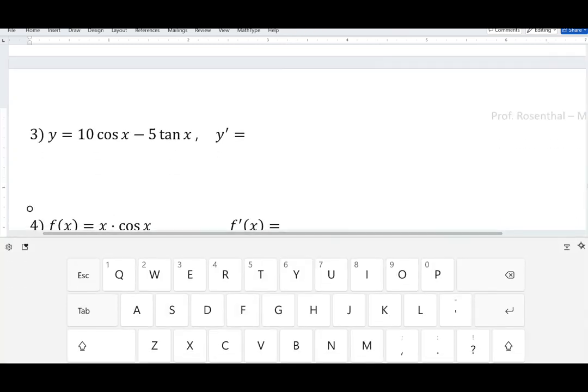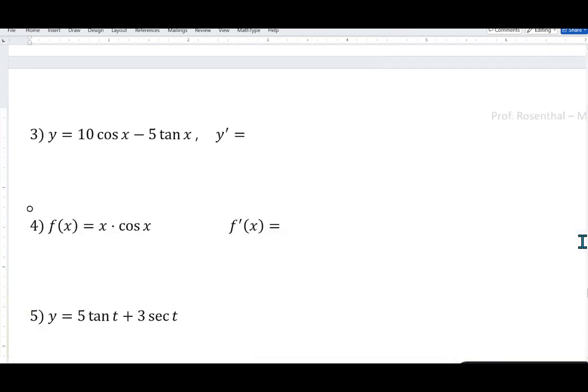Okay, what about something like 10 cosine x minus 5 tangent x? As long as you have a sum or difference, that's the easier question because we know we can distribute our differentiation operation over a sum or difference easily. We go one term at a time. So for 10 cosine x, the derivative will be negative 10 sine x, right? And negative 5 tangent x.